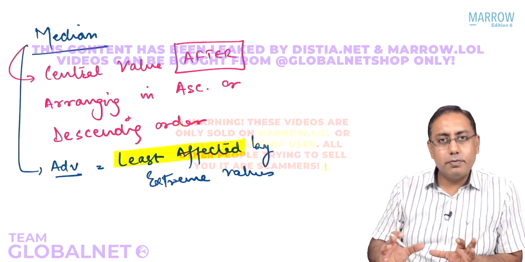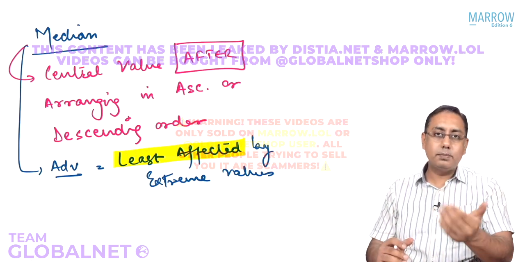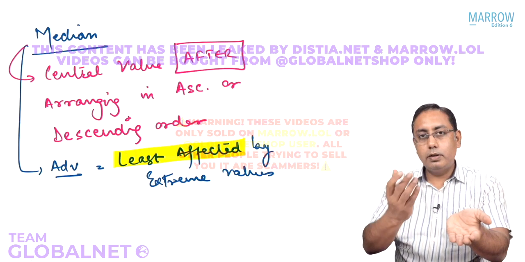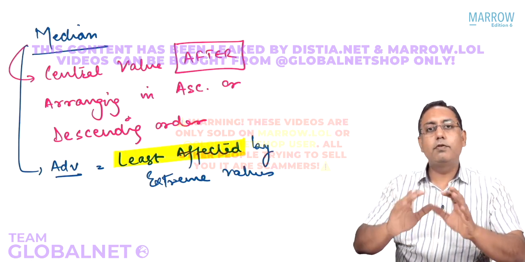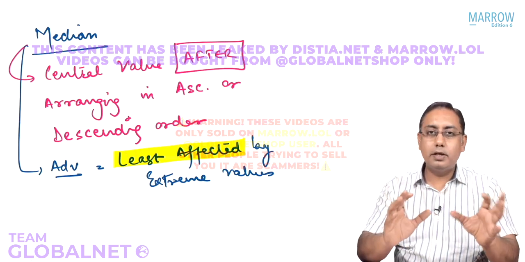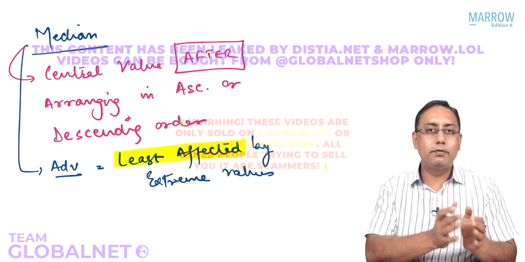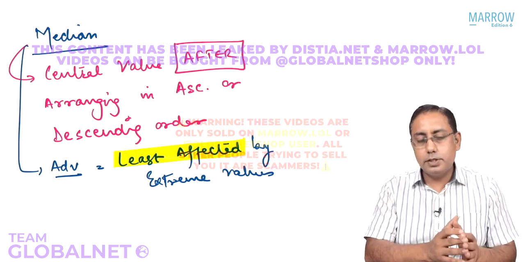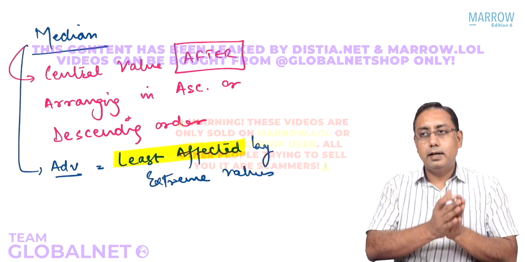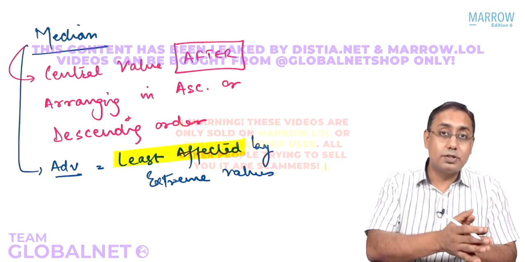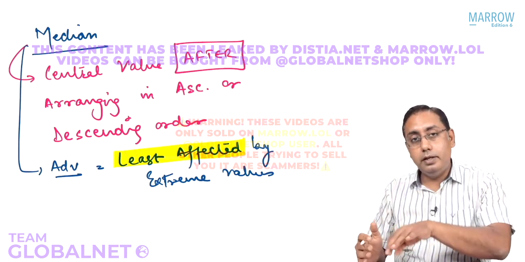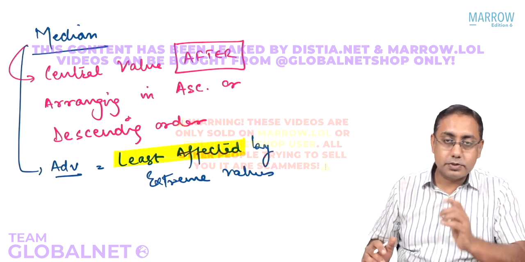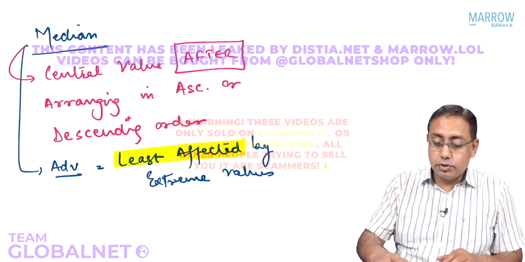There is no disadvantage of median. But if I give you an option that either you calculate mean or the median, which one would you prefer for normally distributed data? You would prefer mean. Mean is one of the best measures of central tendency, but the disadvantage is it is most affected by extreme values. That is the advantage of median, that it is least affected by extreme values. Don't get confused on this.